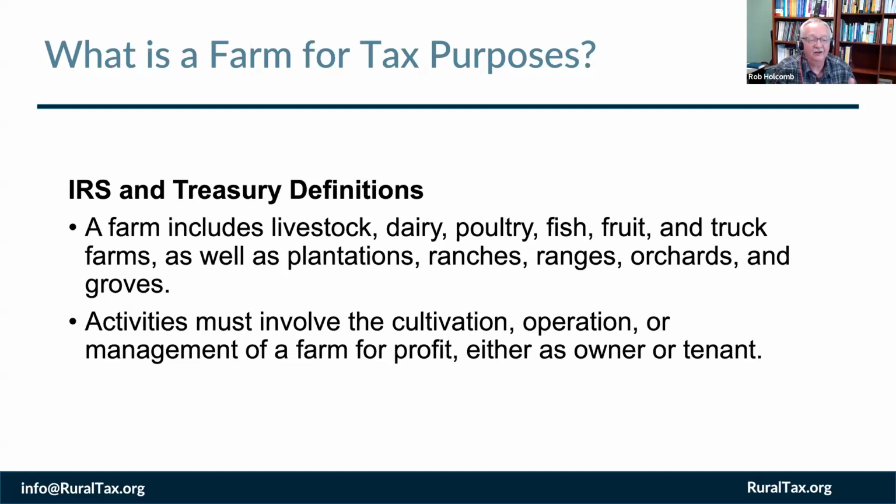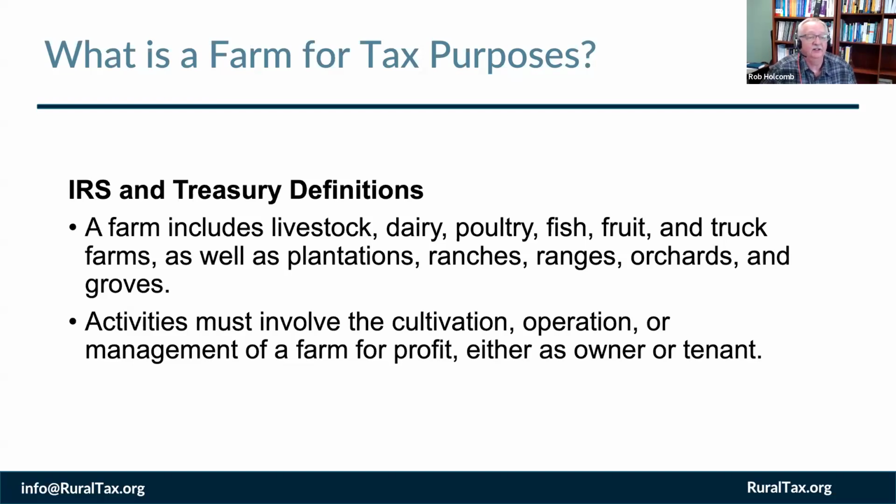IRS and Treasury are essentially going to say that a farm includes livestock, dairy, poultry, fish, fruit, truck farms, plantations, which is a tree farm, ranches, ranges, orchards, and groves. We've got to be involved in cultivation, operation, and production of a product for a profit, either as an owner or a tenant. We don't necessarily have to own the ground that we are producing it on. We could rent it, and we could still be classified as a farmer.